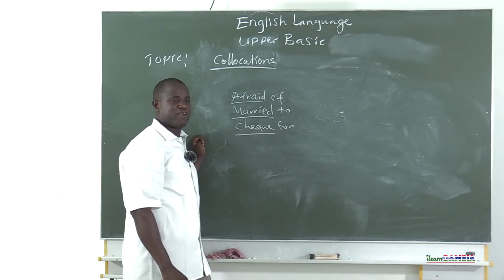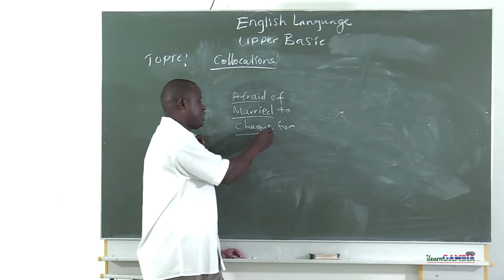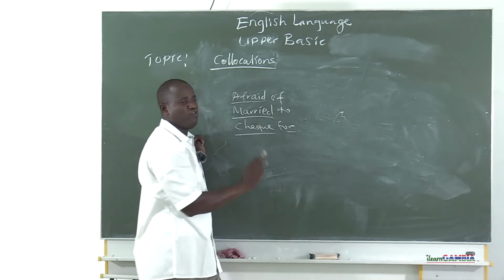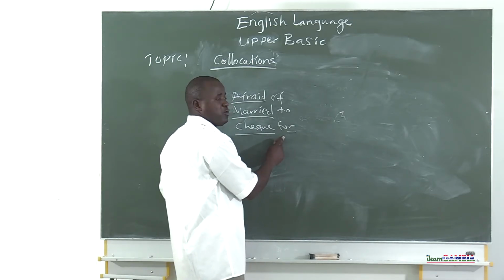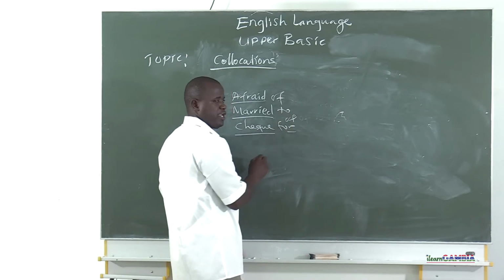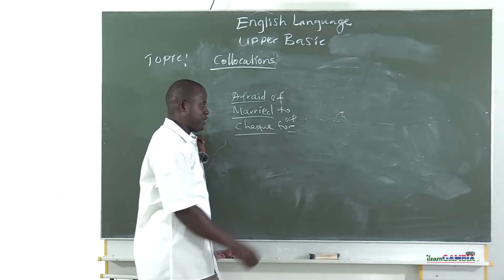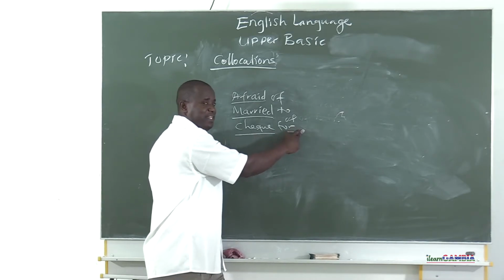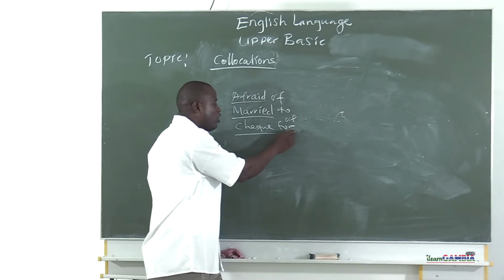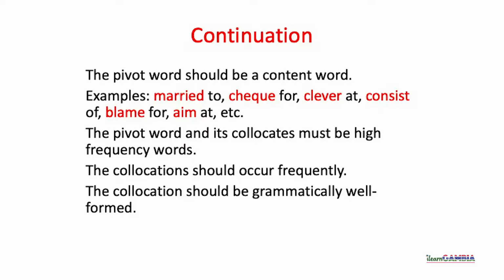He gave me a check for $50,000. All right? So you can see check collocates with "for". Sometimes, by mistake, people use it with "of". Instead of check of 50,000, it should be check for, a check for 50,000. So "for" collocates with the word check, not "of". Is that good?